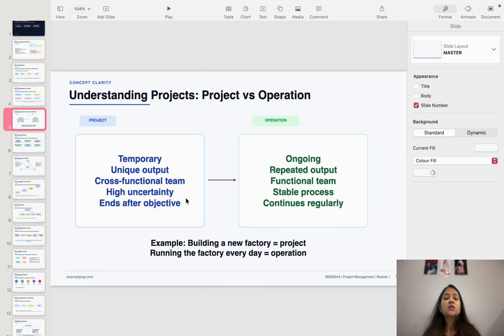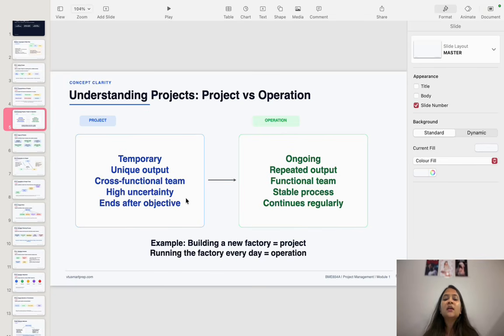A project may involve people from different departments, while operations are usually handled by regular functional teams. I repeat again, a project may involve many people from different departments, while operations are usually handled by regular functional teams. Next point I would like to add is a project has more uncertainty, but operations are more stable and routine.